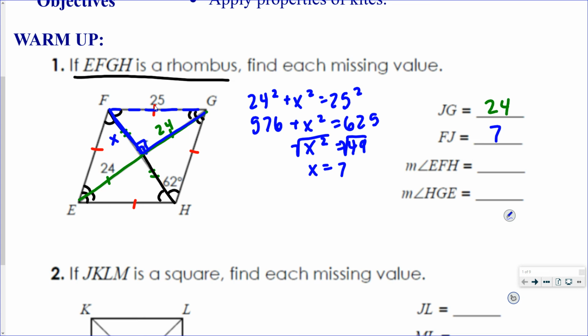Okay, I like that. Now they're asking me for some angle measures. EFH. Okay, kind of already talked through this, and I marked it on here. EFH would be this angle, and I said that would be congruent. So that one over there, so that should also be 62 degrees. Two reasons. Bisect and opposite angles are congruent. Last one. HGE.